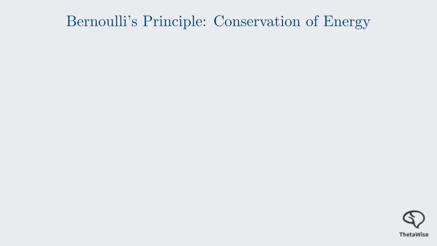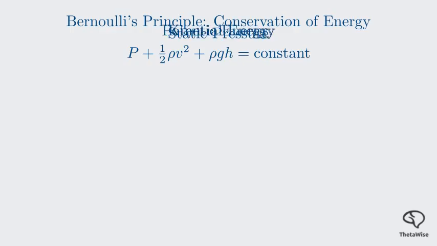This means that the total energy in a fluid's flow is constant. That energy can take different forms: pressure, kinetic energy from its speed, and potential energy from its height. Bernoulli's equation looks like this. Let's break it down. P is the static pressure. 1/2 rho v squared is the kinetic energy term, related to the fluid's motion. And rho g h is the potential energy term, related to the fluid's height.